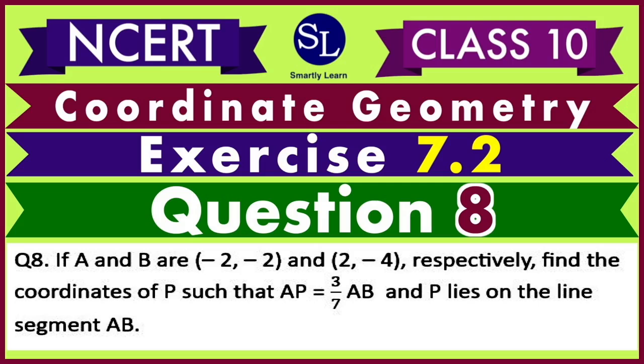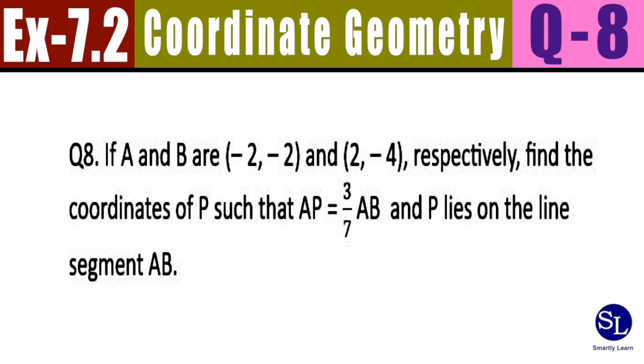In this video, let's see how to solve the 8th question in exercise 7.2. If A and B are (-2, -2) and (2, -4) respectively, find the coordinates of P such that AP is equal to 3/7 of AB and P lies on the line segment AB.